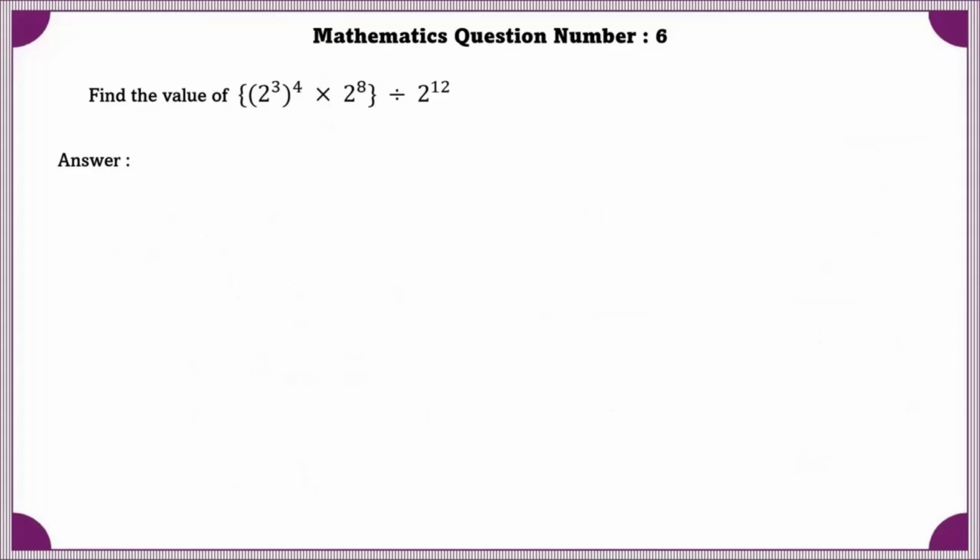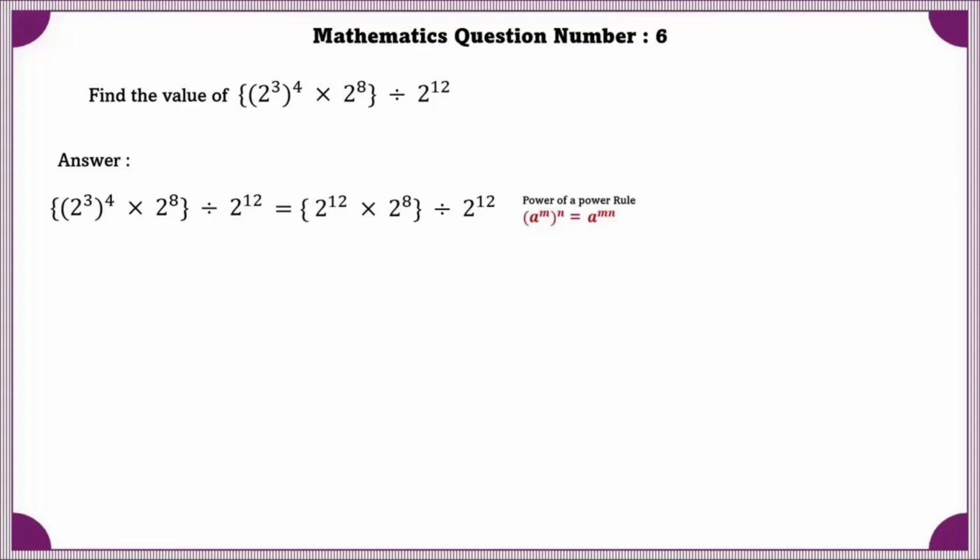Mathematics question number 6. Find the value of (2 cubed) whole to the power 4 into 2 to the power 8, whole divided by 2 to the power 12. When a power is raised to another power, we should multiply the exponents. So that is the power of a power rule. So 3 into 4 is 12. Therefore, the expression becomes 2 to the power 12 into 2 to the power 8, whole divided by 2 to the power 12.